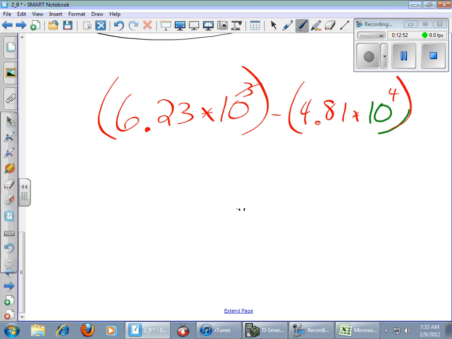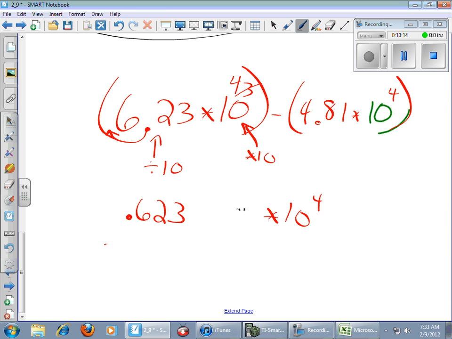So first thing I need to do is make my exponents match. And I'm going to turn this 3 into a 4. All right. Now, this got multiplied by 10, right? So this has to get divided by 10. Okay. That's going to slide my decimal point back 1. So my problem is really 0.623 times 10 to the 4th minus 4.8 times 10 to the 4th. And I just spread it out to give myself a little room.